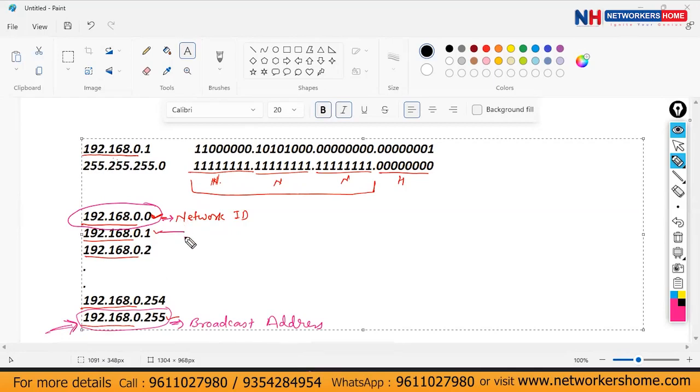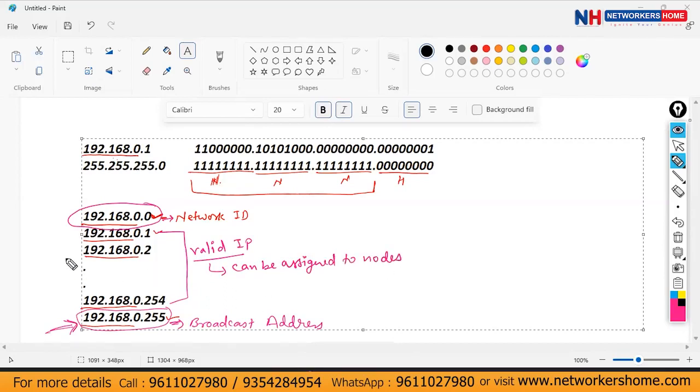And the remaining addresses in between, they will be known as your valid IPs. Valid IP in the sense, these IPs you can assign in the system, they can be assigned to nodes. Is it clear? One doubt, Ajay.